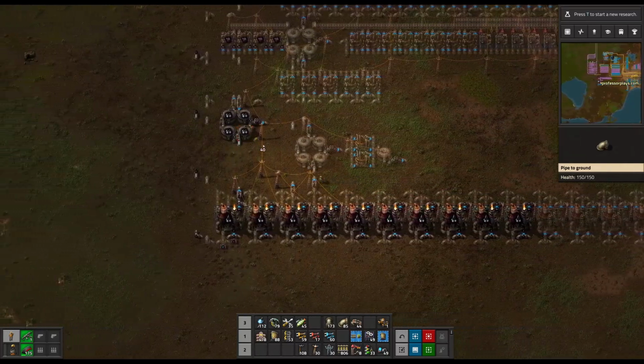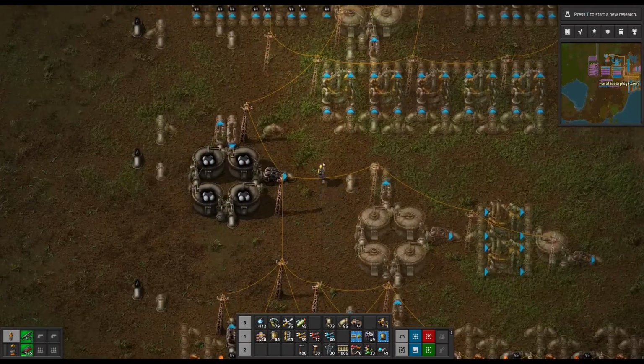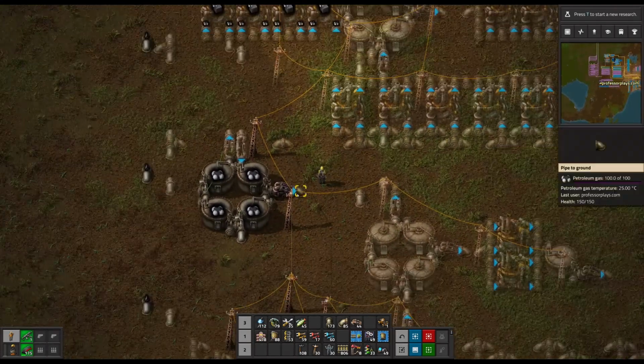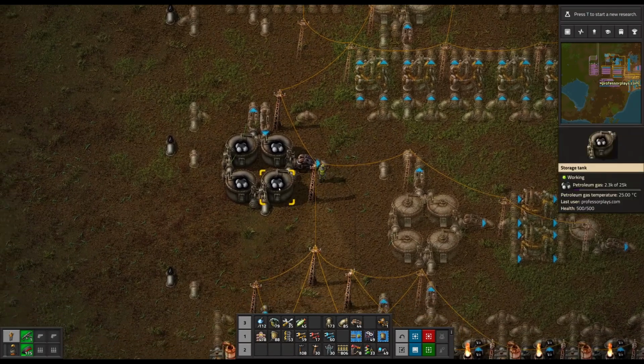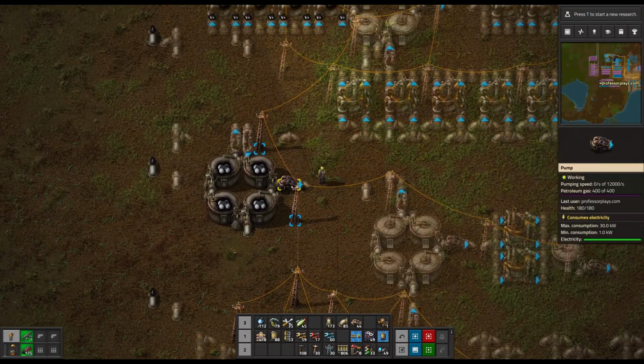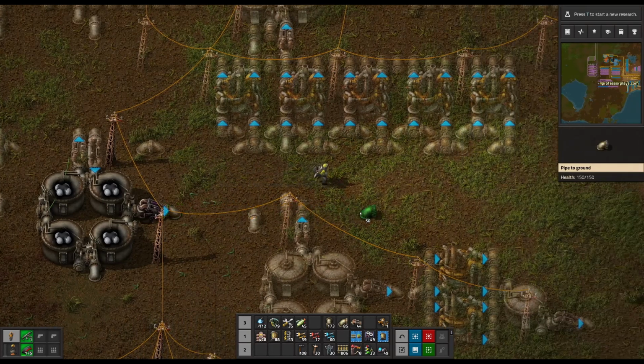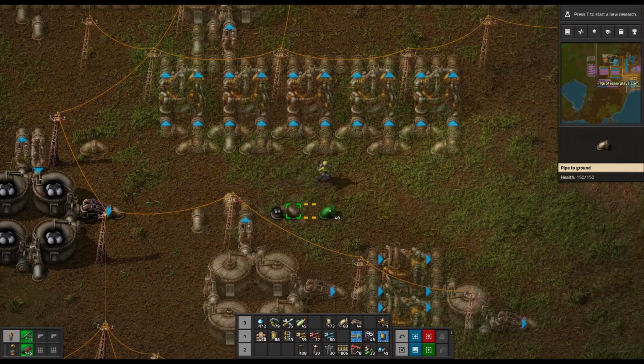And it's making petroleum gas. Now, at this stage, with basic oil processing, that's all we need is petroleum gas, and that's in these tanks. And there's a pump here that's pumping it out. And I want to put this up on the bus in the main factory.